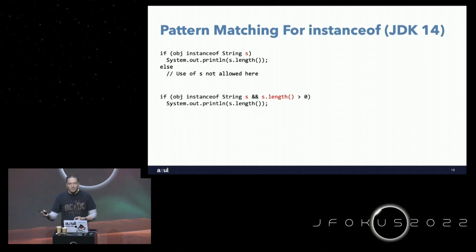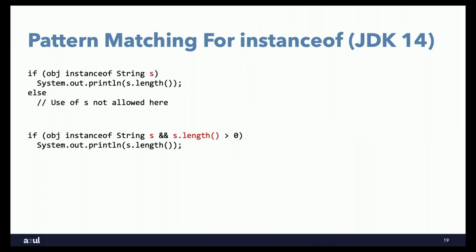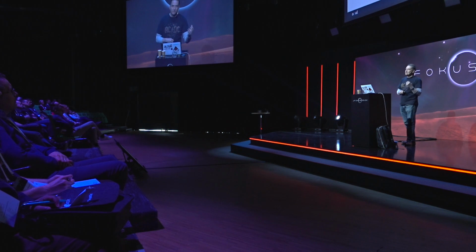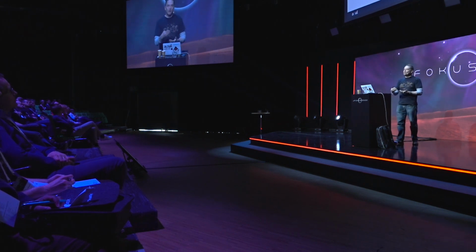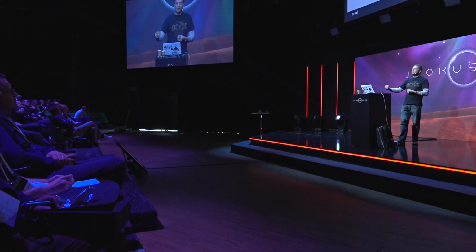We can take this a little bit further, and we can say if obj instanceof String s, and then use an and operator, and check to see if the length is greater than 0. This will work quite nicely because when we use the and operator, we will always evaluate the left-hand side of the operator, and only if that evaluates to true will we evaluate the right-hand side. If it evaluates to true, we know that we have a string, so s is valid as a reference. We can use it on the right-hand side of the operator. We can test the length and determine if it's greater than 0.